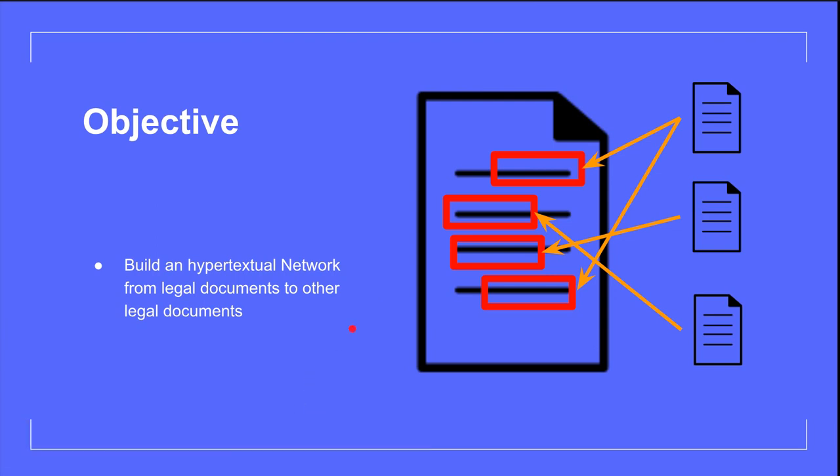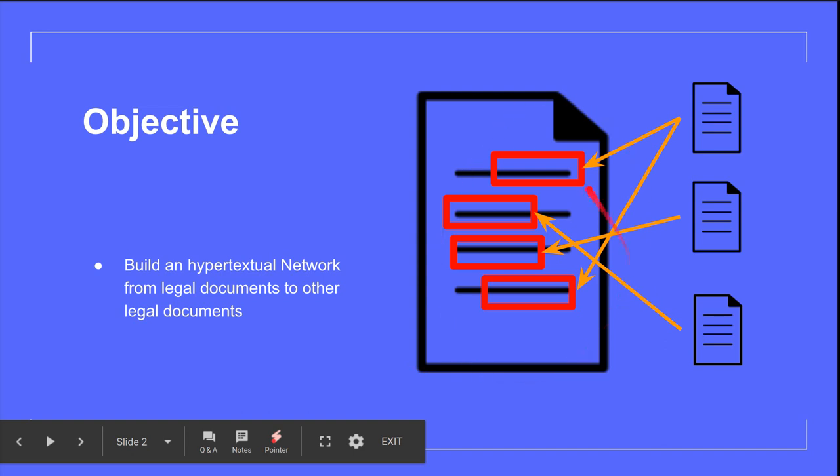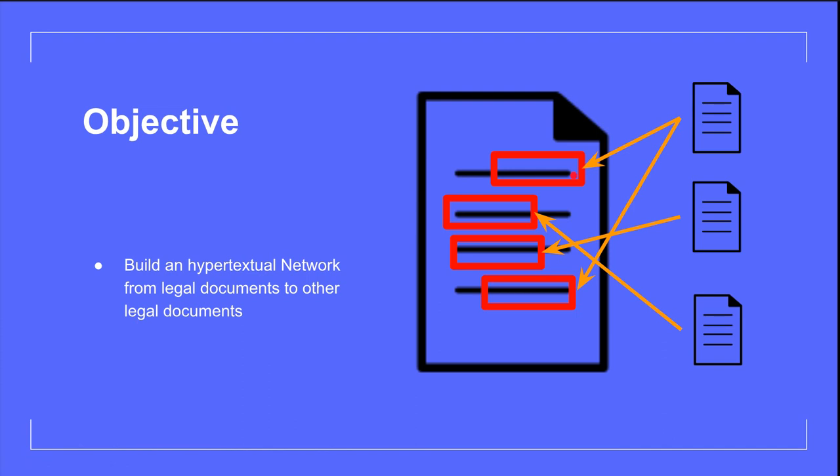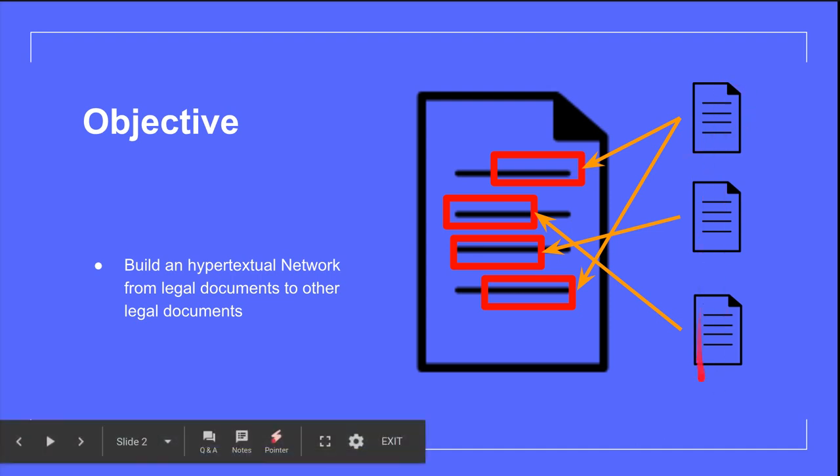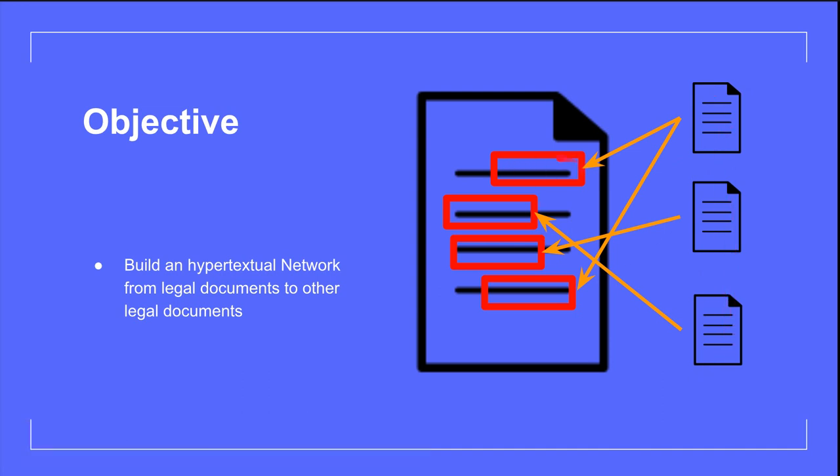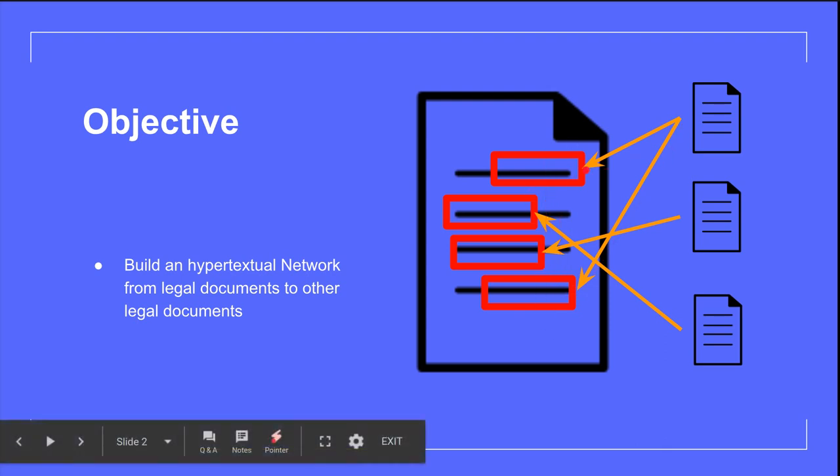It is common that in legal documents there are phrases which mention other documents. This is done for the sake of the legal argument, and it could be that these mentions refer to different documents, or that even though they are two different mentions, they refer to the same legal document.